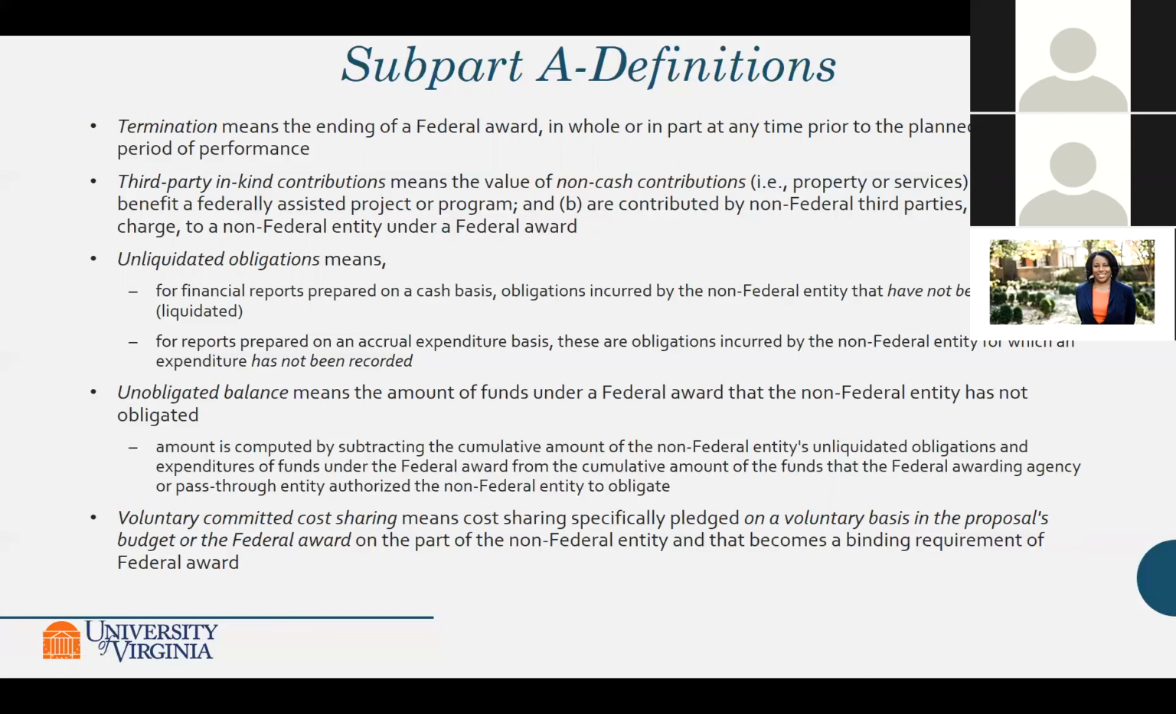Unliquidated obligations. So there's sort of two definitions here depending on which accounting basis you're using. The cash basis, it would be obligations incurred by the non-federal entity that have not been paid or liquidated. And then on the accrual basis, these are obligations incurred by the non-federal entity for which an expenditure has not been recorded. And then the unobligated balance means the amount of funds under a federal award that the non-federal entity has not obligated. And this amount is calculated by subtracting the cumulative amount of the non-federal entity's unliquidated obligations and expenditure of funds from the cumulative amount of funds that the federal awarding agency has authorized us to obligate.